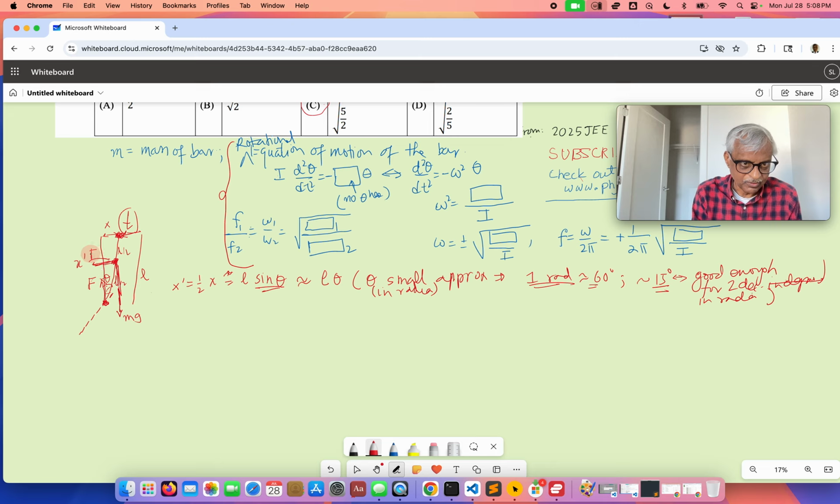I'm going to call S1 the spring 1 force, and S2 the spring 2 force, and these forces are trying to rotate this way. This is going to rotate this way. The weight is trying to rotate this way.